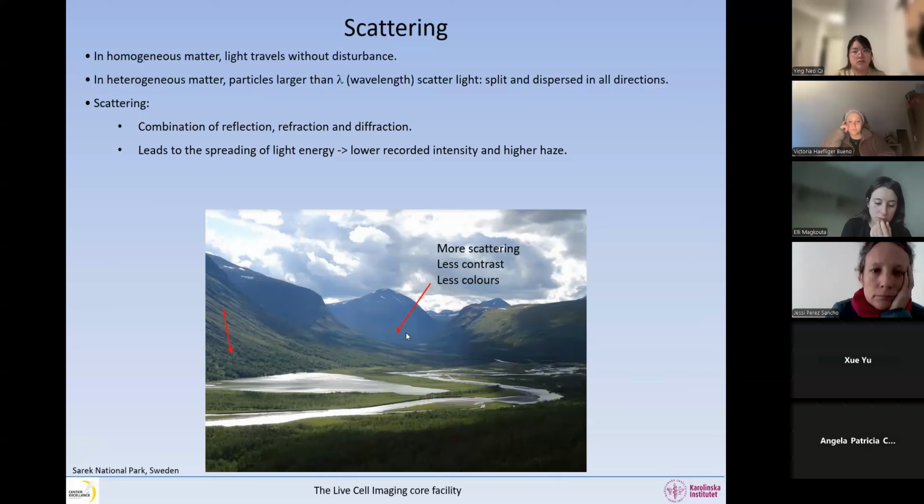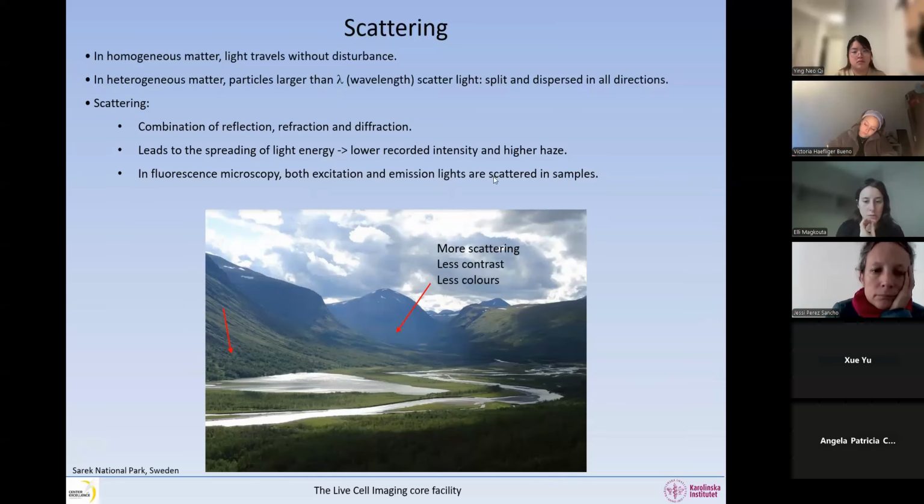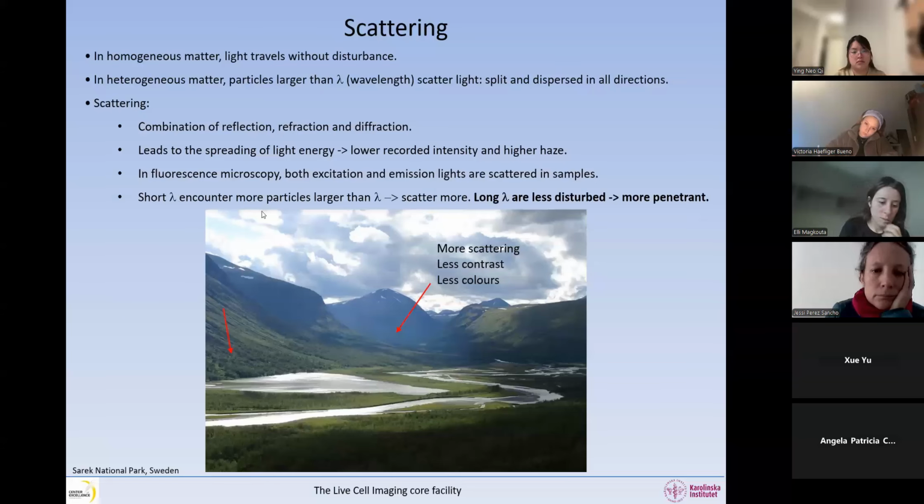The light is scattered by all the bits that are in the sample. So in fluorescence microscopy, unfortunately, both the excitation light and the emission light are scattered in the sample. So we have a double problem, let's say. And the short wavelengths encounter more particles that are larger than them, so they scatter more. And this is the reason why the long wavelengths are less disturbed, and so they are more penetrant.